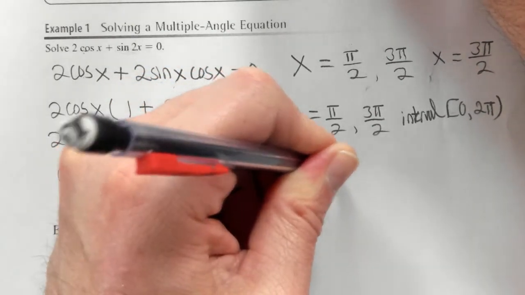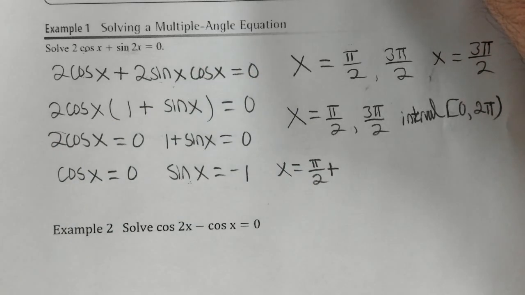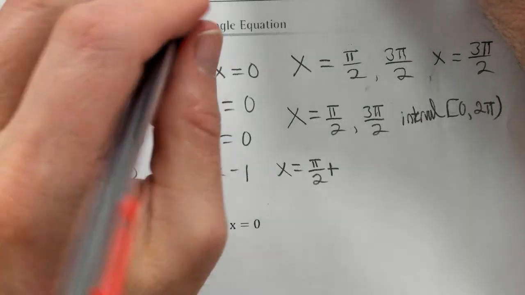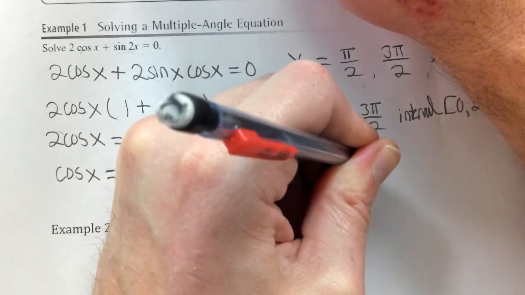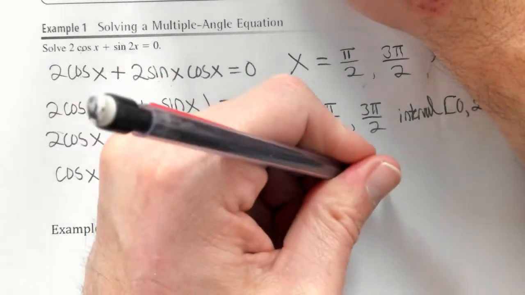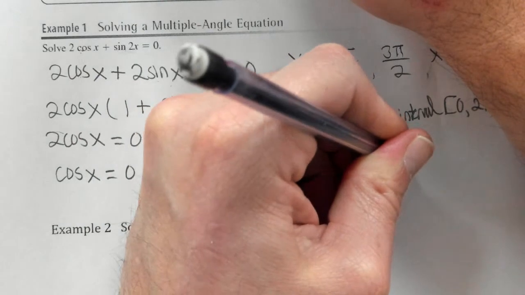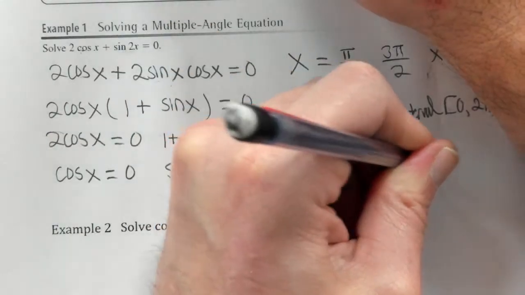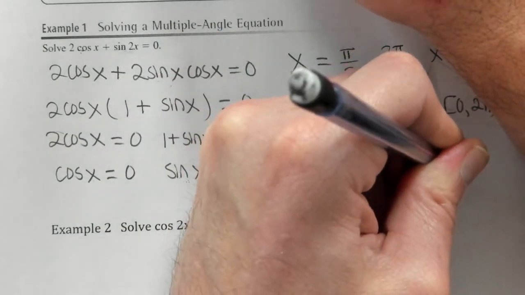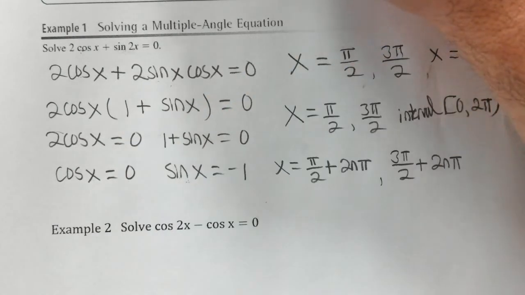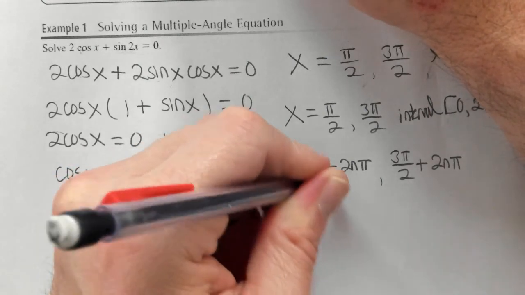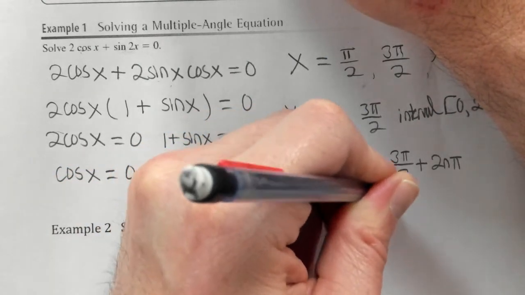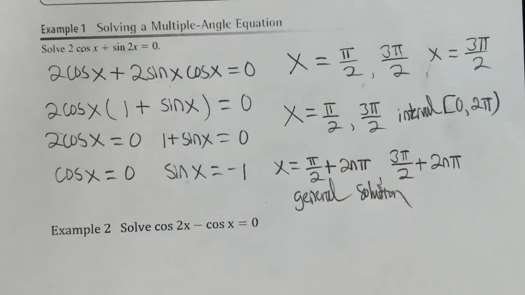Pi over 2 plus, and remember, since the period for sine and cosine are both 2 pi, it's going to be 2nπ, and then 3 pi over 2 plus 2nπ. All right, that's the general solution. So there we go.